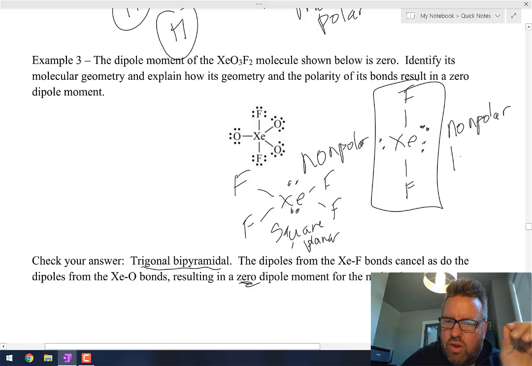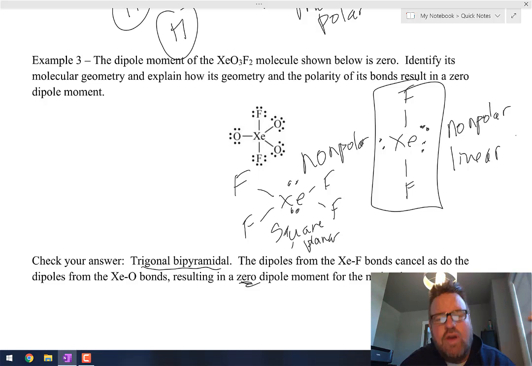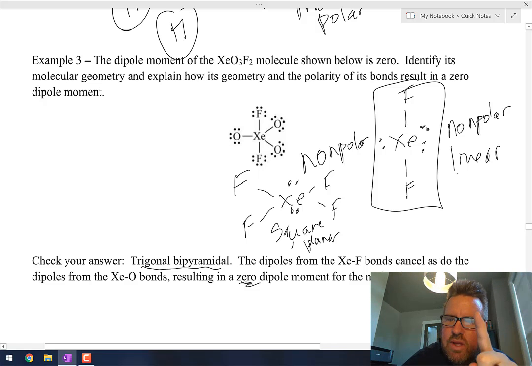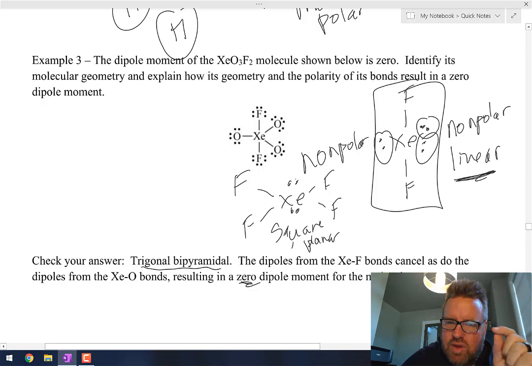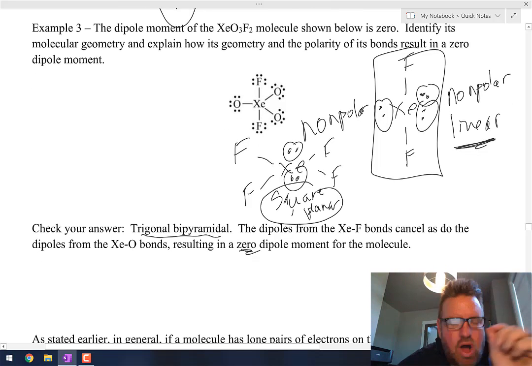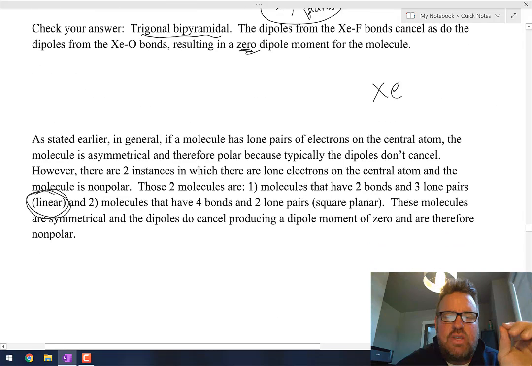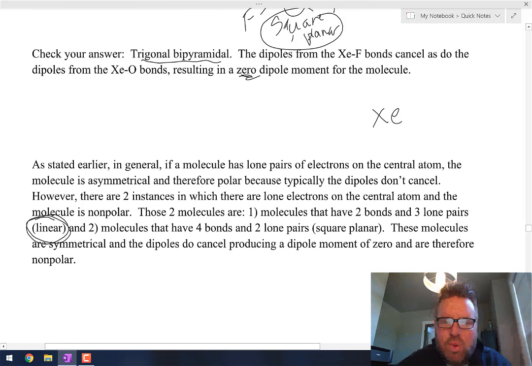So in general, when there's dots on the central atom, it's polar. And you're going to describe that by saying it's asymmetrical, the dipoles don't cancel, creating a dipole moment, blah, blah, blah. Except when it's a linear molecule with those 3 pairs on the central atom, and when it's square planar with those 2 lone pairs on that central atom. All other times when there's dots on the central atom, it's a polar molecule.